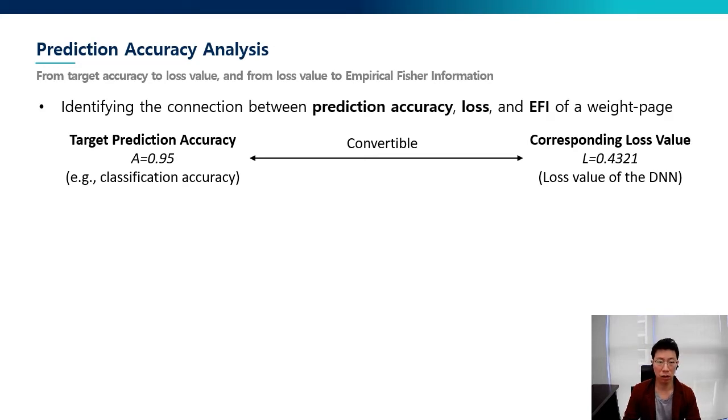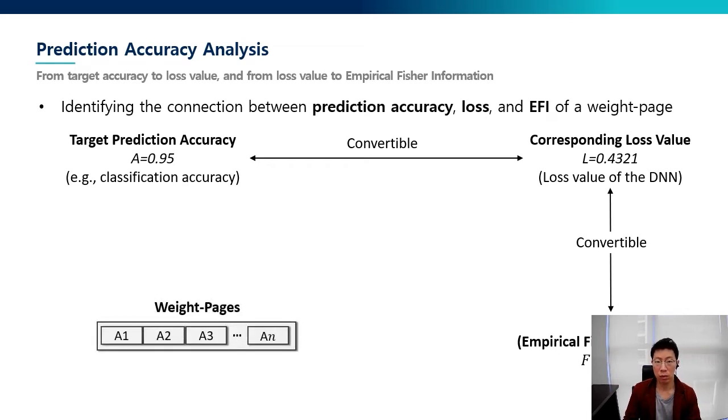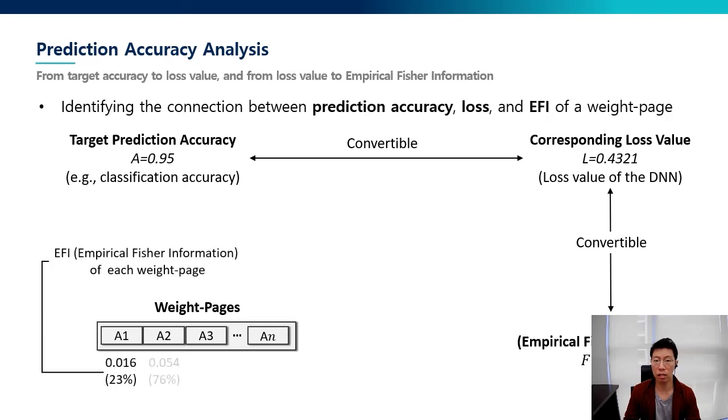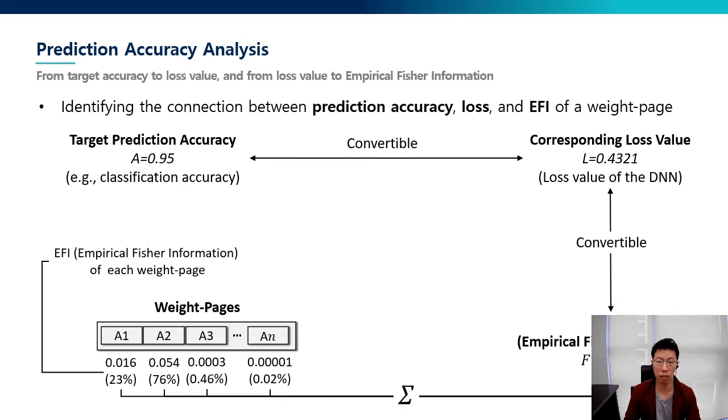Then this target loss value can be converted into the empirical feature information, for example, 0.0715 in this example. The reason we convert the target prediction accuracy to empirical feature information, EFI, is that we can identify how much each weight page contributes to the target prediction accuracy in terms of EFI. In order to do that, we use the loss value as the bridge between them. Since we already have measured the EFI of each weight parameter, of which the total summation is equal to the EFI converted from the target prediction accuracy, it becomes possible to estimate the relative contribution of each weight page to the target prediction accuracy indirectly.